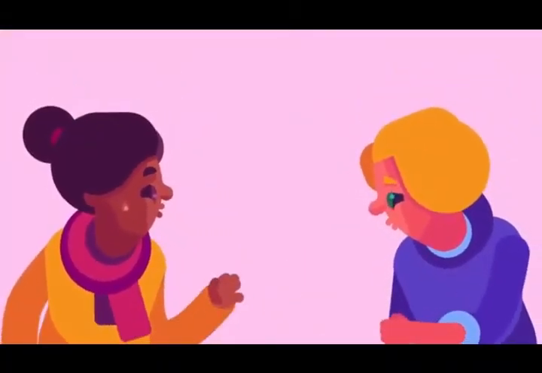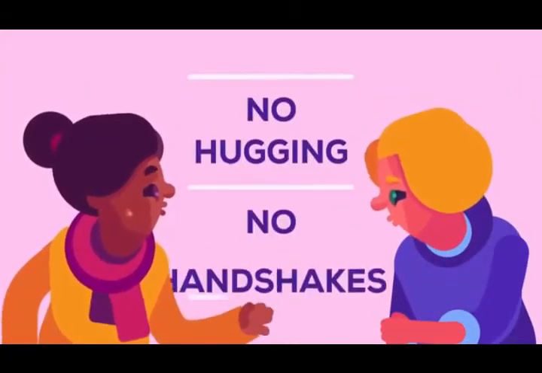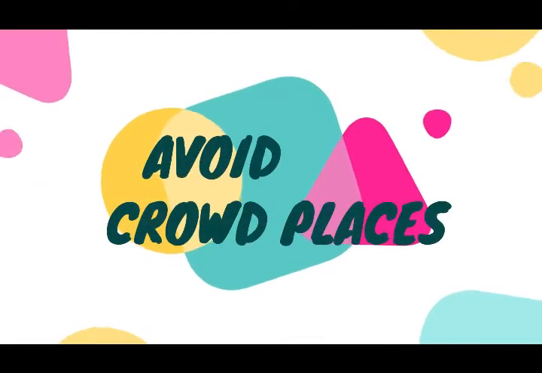So the next one is maintain at least 1 meter or 3 feet distance between yourself and others. When people come together in crowds, you are more likely to come into close contact with someone that has COVID-19, and it is more difficult to maintain physical distance of 1 meter.